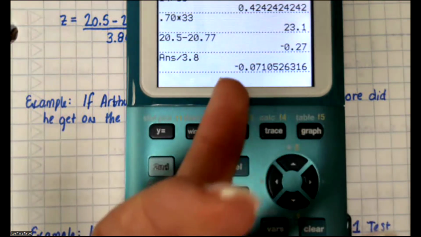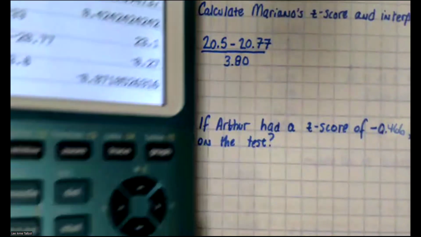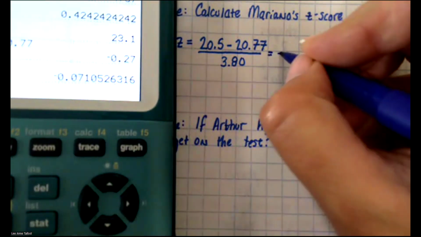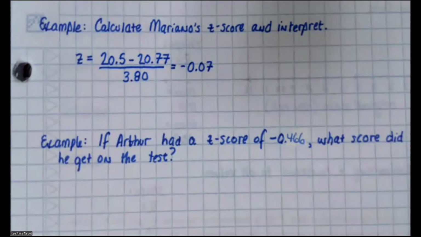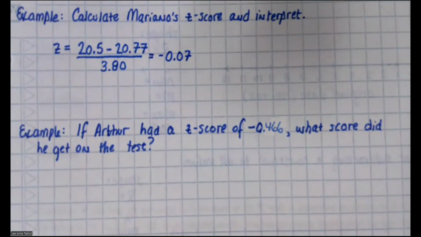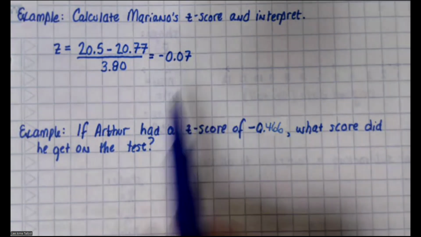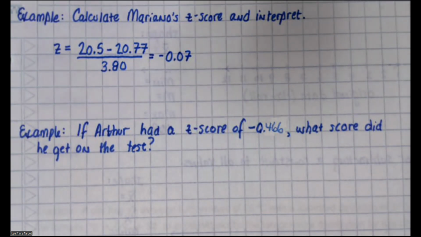What does this mean for us? What does this tell you? Yeah, so he scored below average, but just a little bit. It's so close, he probably did score the average. 0.07 is really little. Because our data set is discrete, just whole numbers and 0.5, because of the rounding he probably did just score the average. Good job, Mariano.